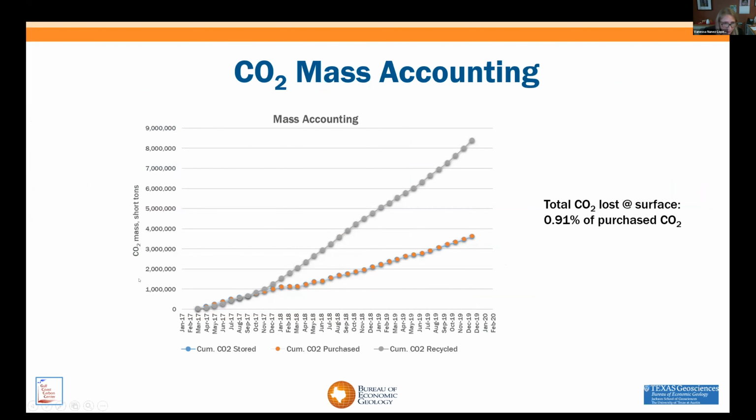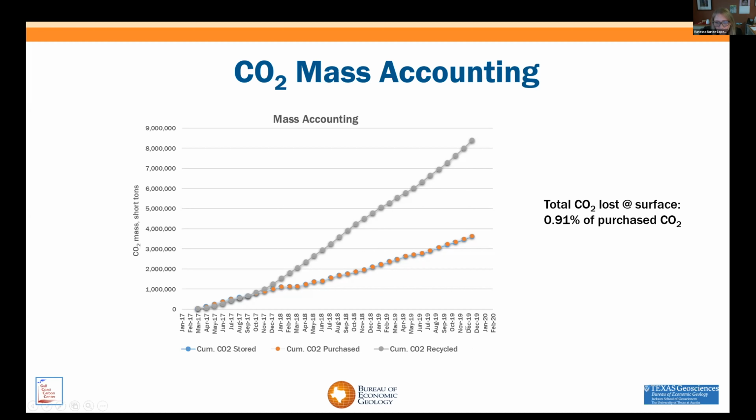Here you can see the CO2 mass. And in these curves, you can see the cumulative CO2 stored that is behind the CO2 purchase, because it's basically the CO2 purchase minus any losses, as I said, in the subsurface or at the surface, any leaks at the surface. And here you can see the cumulative CO2 recycle. So recycling is very large.